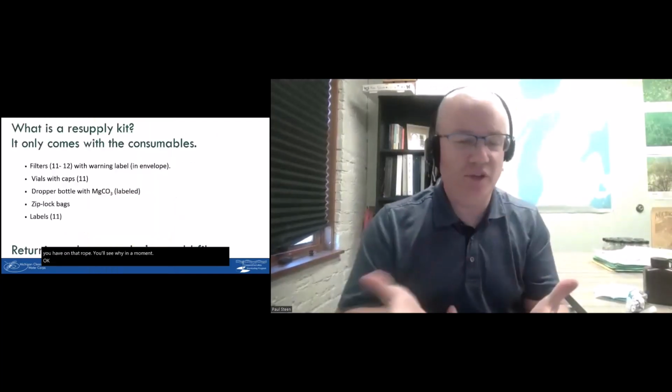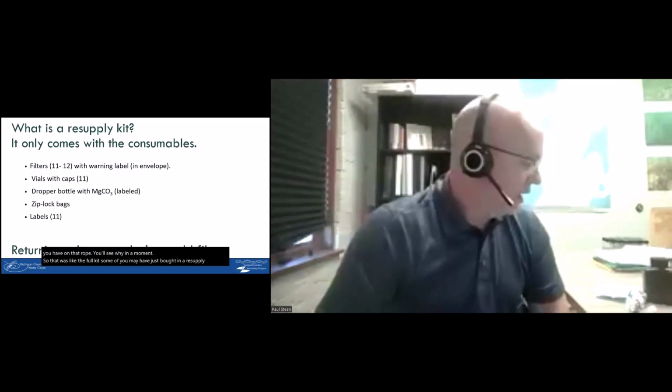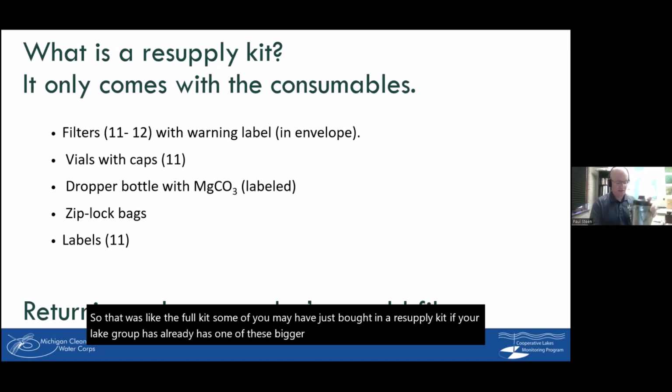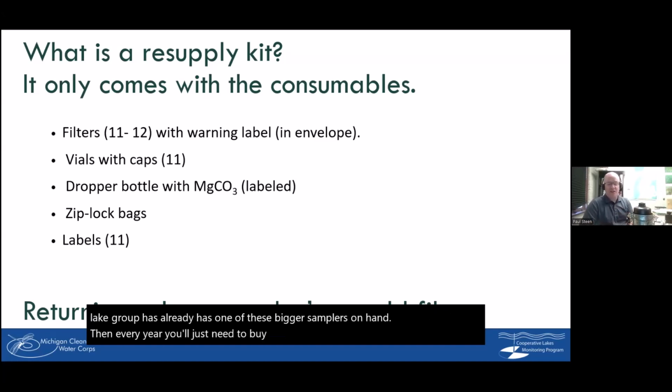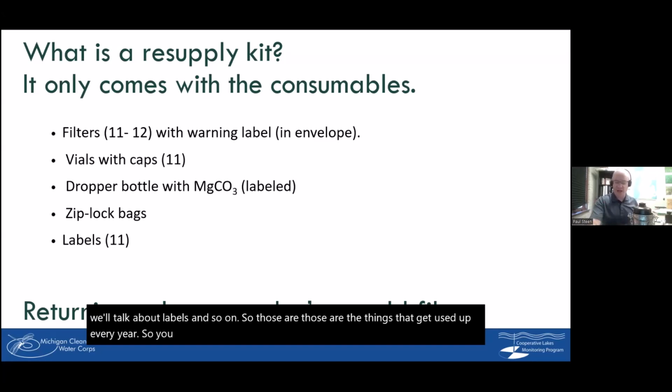Okay, so that was like the full kit. Some of you may have just bought in a resupply kit. If your lake group already has one of these bigger samplers on hand, then every year you'll just need to buy those things that are the consumables. So it's just the filters, it's the vials, it's the dropper bottle of magnesium carbonate, which we'll talk about, labels and so on. So those are the things that get used up every year. So you don't necessarily need this big guy, and you might get the cheaper resupply kit.